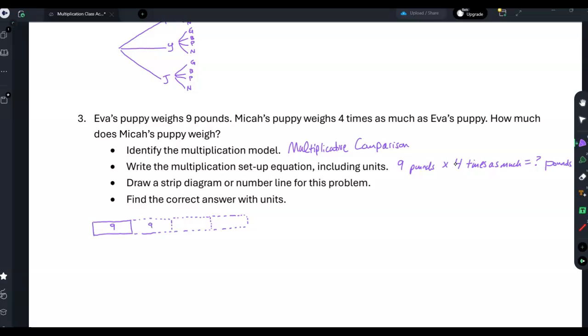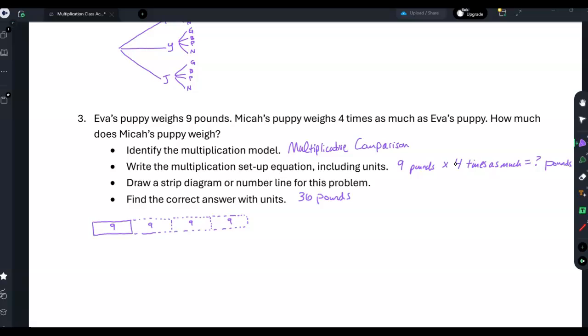So this would be my strip diagram. And if you want, you can label those, you don't have to. And then we could just find this by doing repeated addition. Or you realize, hey, you can multiply 9 times 4, right? So 9 plus 9 plus 9 plus 9. And so that's going to give us 36. And then that is in pounds. So we're saying that Ava's puppy was 9 pounds. Micah's 4 times as much. So Micah's puppy is 36 pounds.